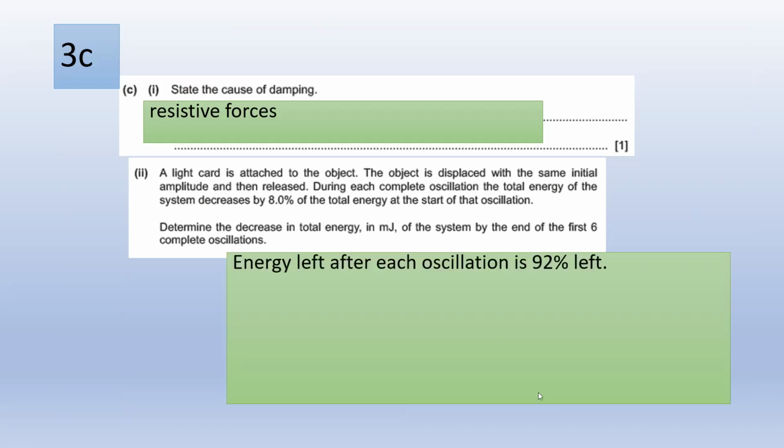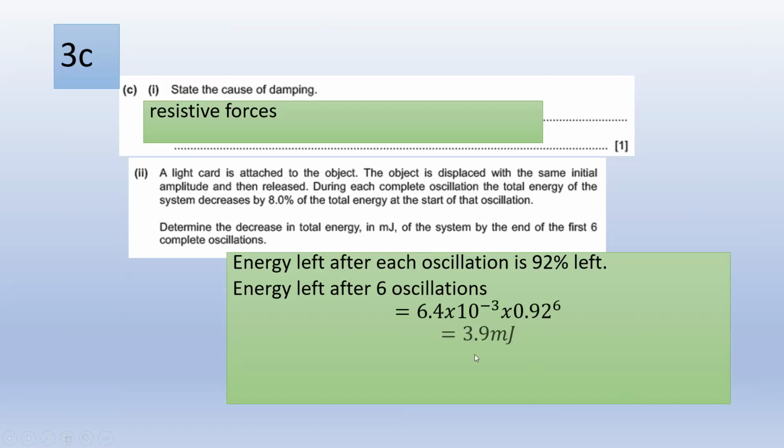So energy left after each oscillation is 92%. Decreased by 8%, so 92% left. So energy left after 6 oscillations is just 0.92 to the power 6 times the initial energy. Decrease in energy, initial minus final, in millijoule.